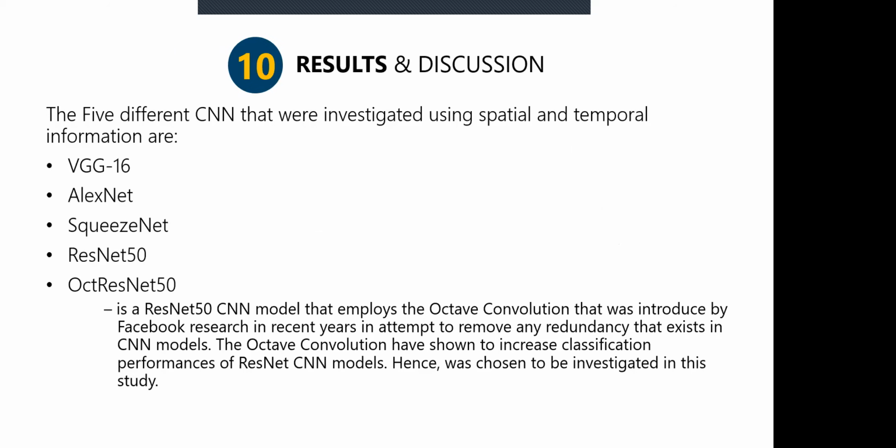The 5 different CNN models that were investigated using the spatial and temporal information are the VGG16, AlexNet, SqueezeNet, ResNet 50, and the OpResNet 50 CNN model. The OpResNet 50 CNN model is a ResNet 50 CNN model that employs the octave convolution, which was introduced by Facebook research in recent years in an attempt to remove any redundancy that may exist in CNN models. The octave convolution has been shown to increase classification performance of ResNet CNN models, and therefore it was chosen to be investigated in the study.